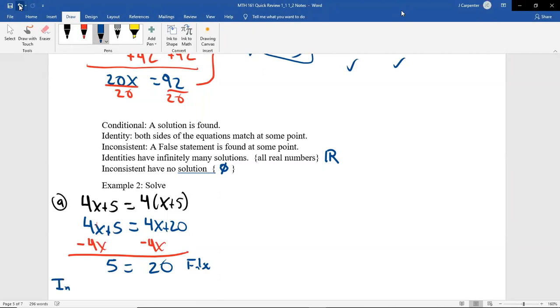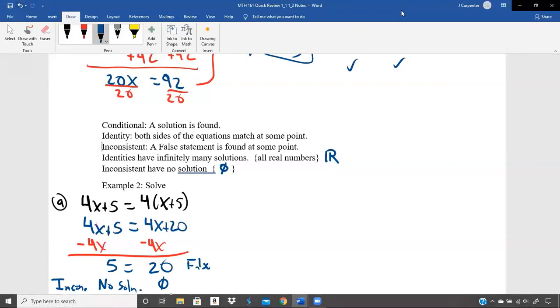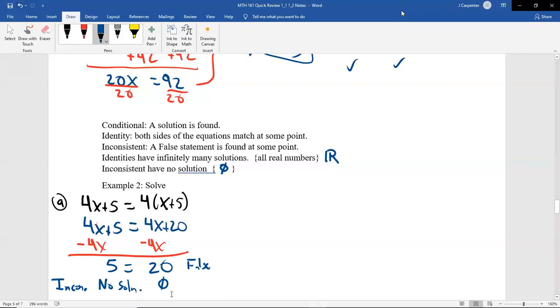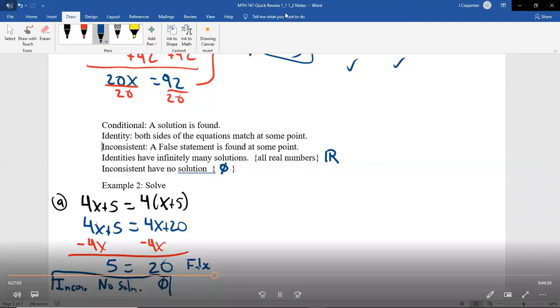So you can say it's inconsistent. I'm going to abbreviate. You can say there's no solution. Again, abbreviating. You can use the symbol for no solution. That's the Greek letter phi, or phi, depending on your pronunciation. But those are the different ways you can answer this, and MyMathLab can ask you any of those ways.